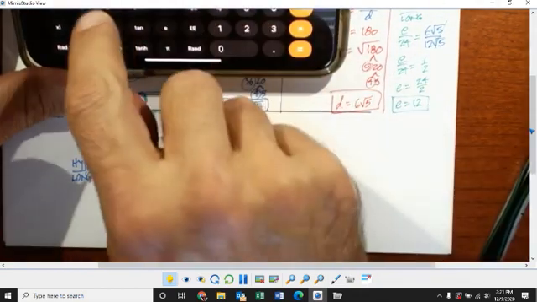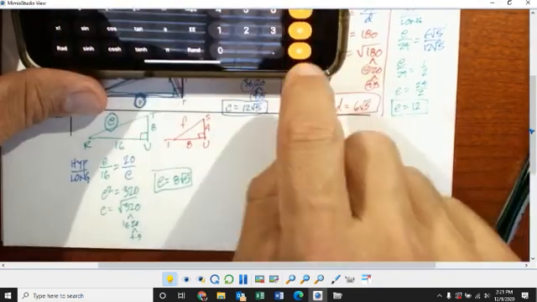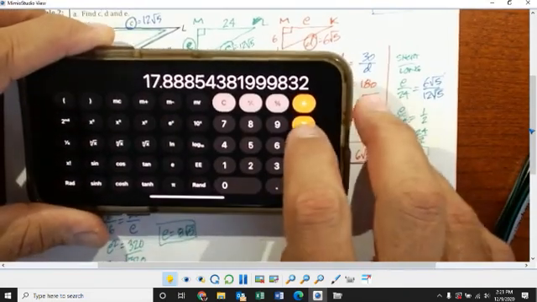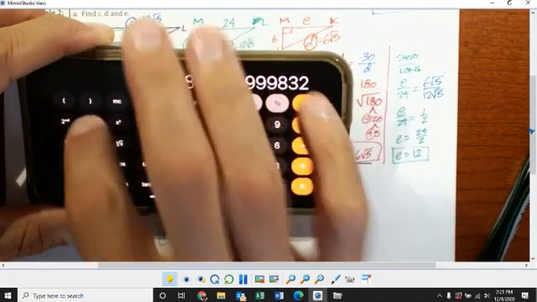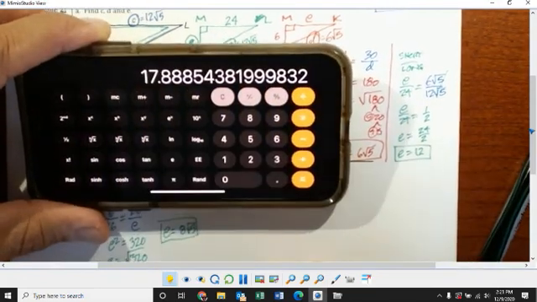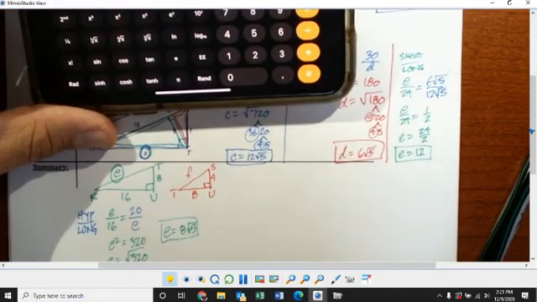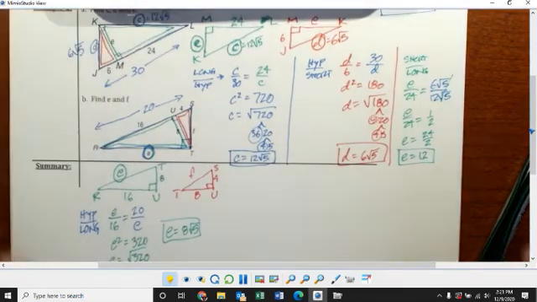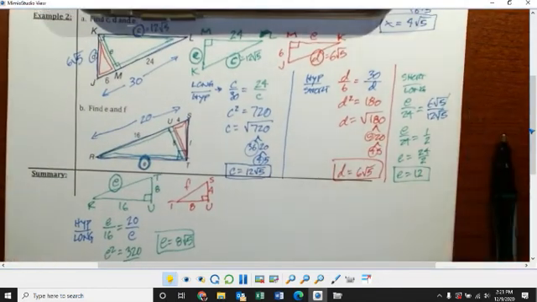And again, 8 times the square root of 5 is about 17.88, and if I square that number, it's 320. That's between 16 and 20. Not much room there, but I did fit it in. So there we go. All right, now to solve for F.